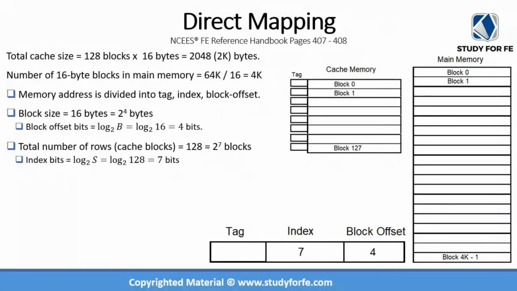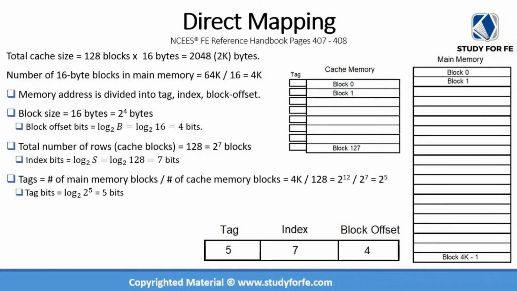Now the total number of rows in this cache memory is equal to the total number of blocks in the cache. Okay, now we are looking at the number of blocks. We know that the number of blocks is equal to 128, which is equal to 2 raised to power 7. So the index bits will help us determine which block we are trying to go to. Okay, so index bits is equal to log base 2 of S. In this case, S is equal to total number of blocks in the cache, which is equal to 128. So log base 2 of 128 is equal to 7. So if we have 7 bits in the index, we can actually access any one of these 128 blocks within the cache memory.